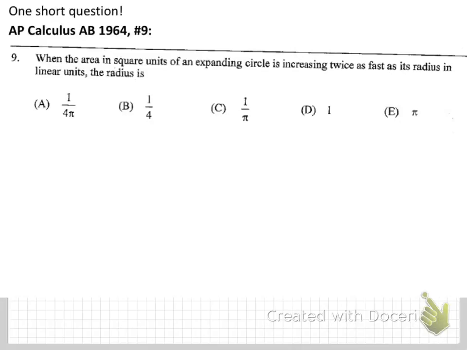Great. Finally, this is going to be a really short question. Okay, so we have an AP Calculus AB question from 1964. It's very, very old. Question number 9. When the area in square units of an expanding circle is increasing twice as fast as its radius, in linear units, the radius is. Okay, so this problem is much more complicated than it has to be, right?